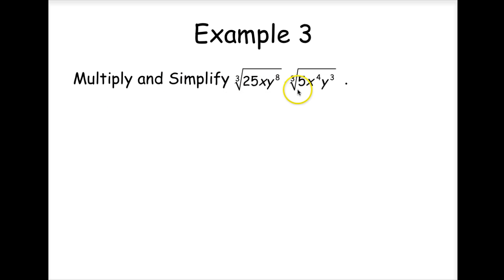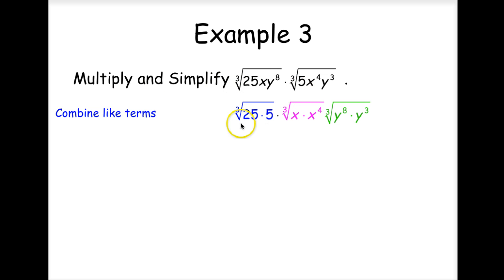Okay, multiply and simplify. So let's start with combining our like terms. We're going to put our constants together, our x's together, and our y's together to see what we have. And of course, we're multiplying. So we have the cube root of 125, the cube root of x, when we're multiplying, it's not a power to a power, so we add the exponents. 8 plus 3 is 11.